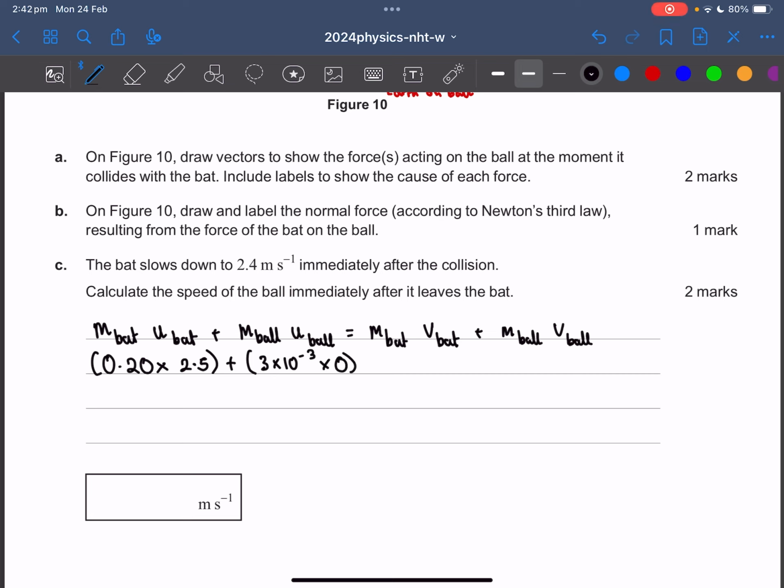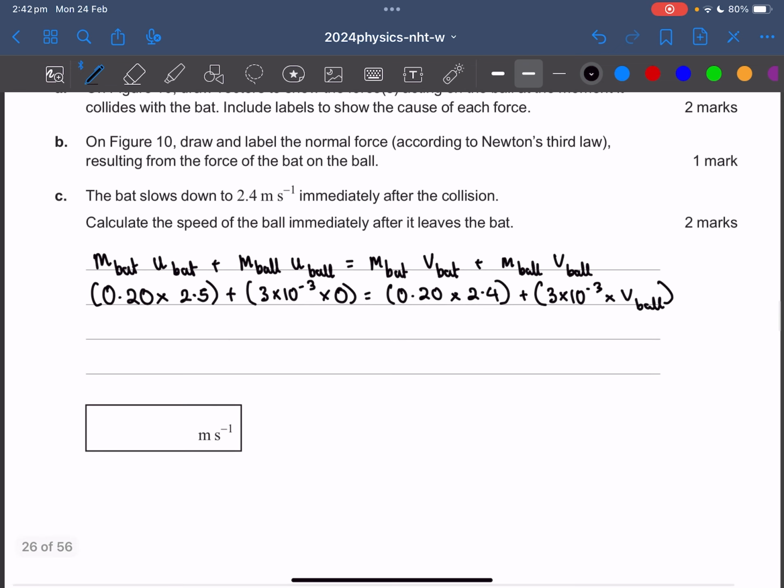and initial velocity of the ball is just simply 0, is equal to the mass of the bat, which is 0.20, times the final velocity of the bat, which is 2.4, plus mass of the ball, that doesn't change, 3 times 10 to the minus 3, times v ball, because that's what we are finding. Okay, so in that case, we will have 0.5 is equal to, let's calculate this, 0.2 times 2.4, 0.48, plus 3 times 10 to the minus 3 v ball.